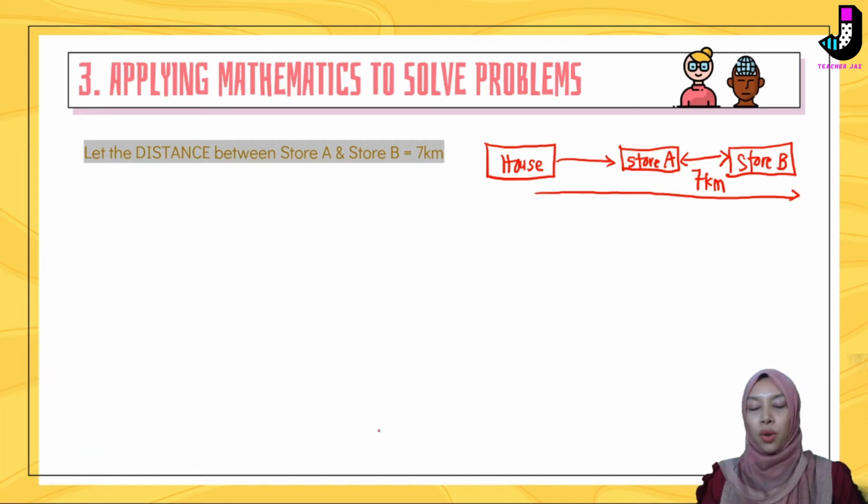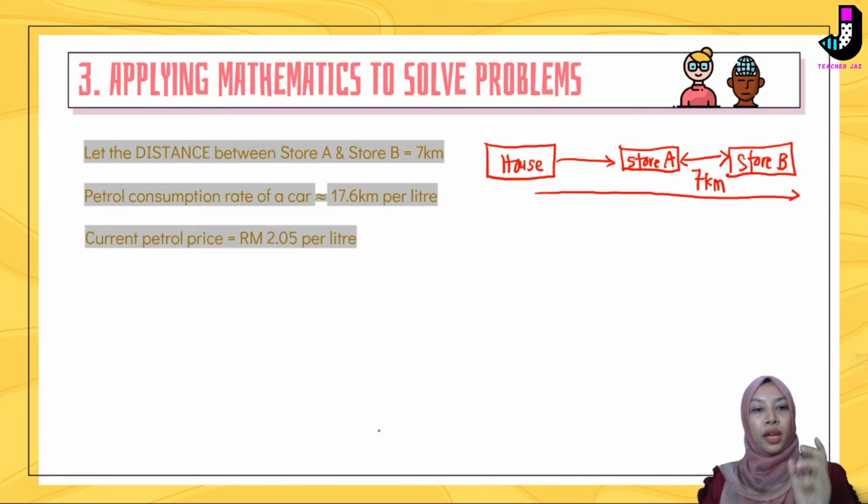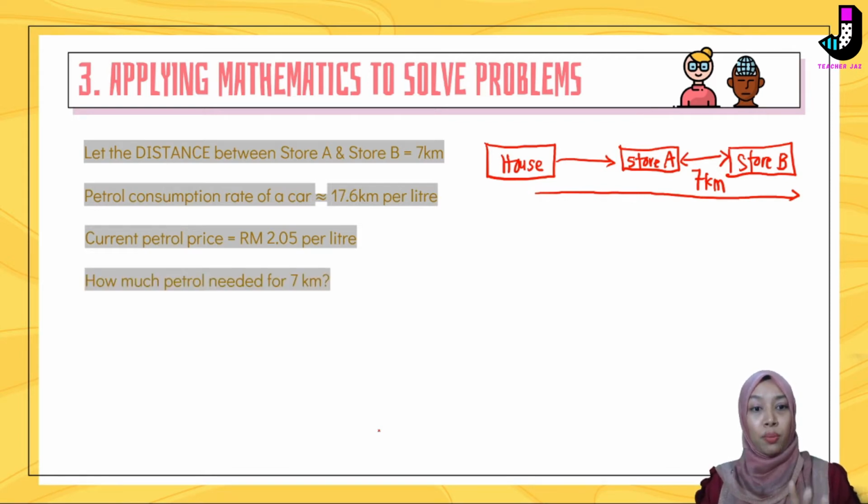Next. So let's say the petrol consumption rate of a car is approximately 17.6 kilometer per liter. It means that if 17.6 kilometer per liter, boleh drive sebanyak 17.6 kilometer per 1 liter. Maksud dia. So our current petrol price is RM2.05 per liter. So how much petrol is needed for 7 kilometers?